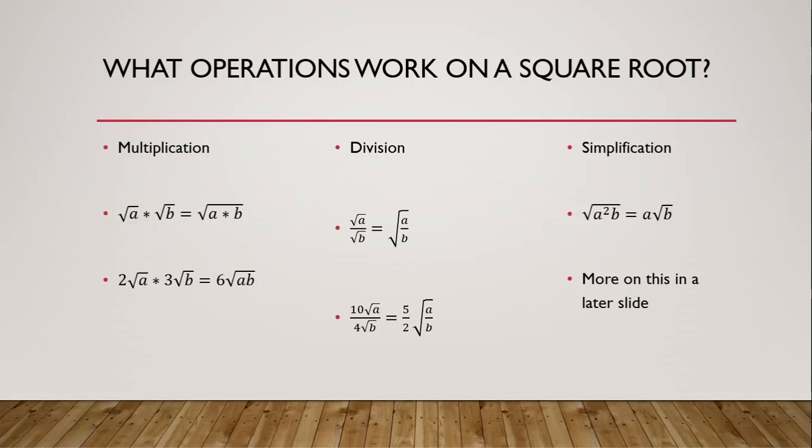Simplification is the last thing that we can do on a square root, and we'll talk more about that later. But if we have something like the square root of a squared b, remember when I said that squaring and square roots are inverse operations of each other? Well, if I take the square root of a squared, I just end up with a. And then this b, it doesn't have a square on it, so without any further information, we can't do anything with it. So a root b.